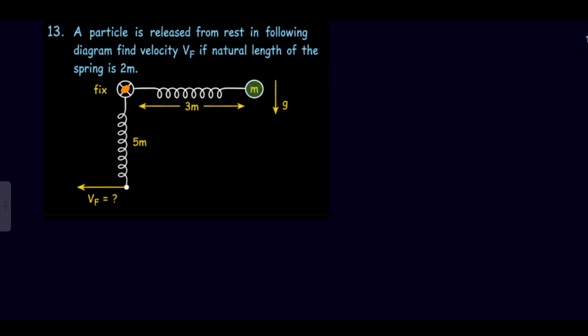So I put some elongation. The natural length is given as 2 meters, but I extended it by 1 meter. Now I release it. If I release this body at some height, what happens? It will fall down because of the weight of this body.